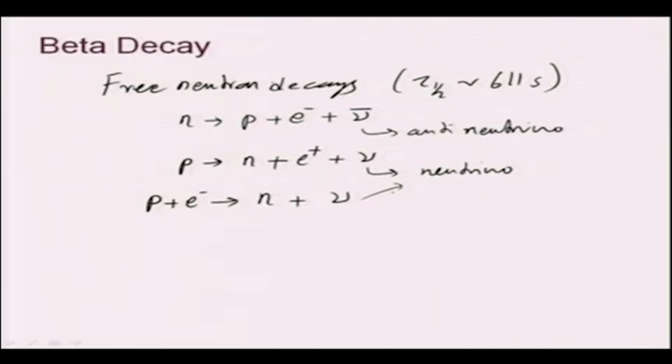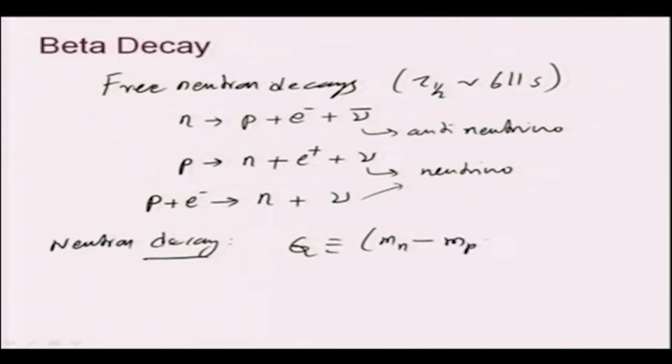So, let us look at the neutron decay first. In the case of neutron decay, we have the Q factor, which is (m neutron minus proton mass minus mass of the electron minus mass of the neutrino) c square, which should be equal to T p plus T e plus T neutrino.